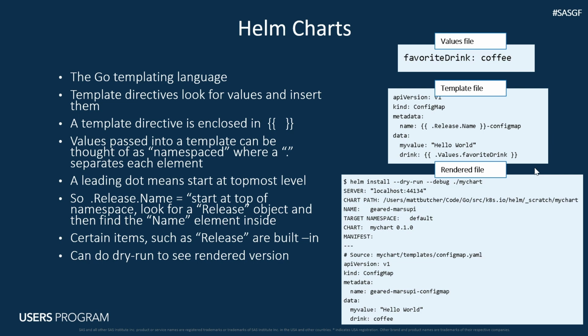Helm charts are allowed to have templates in them, with templating based off the Go templating language, as we mentioned. Template directives look for values and insert them. The template directives look like opening and closing braces, two on each side. The values passed in can be thought of as a namespace where a dot represents each element. Take a look at the right-hand side of this chart to get a better idea for it.